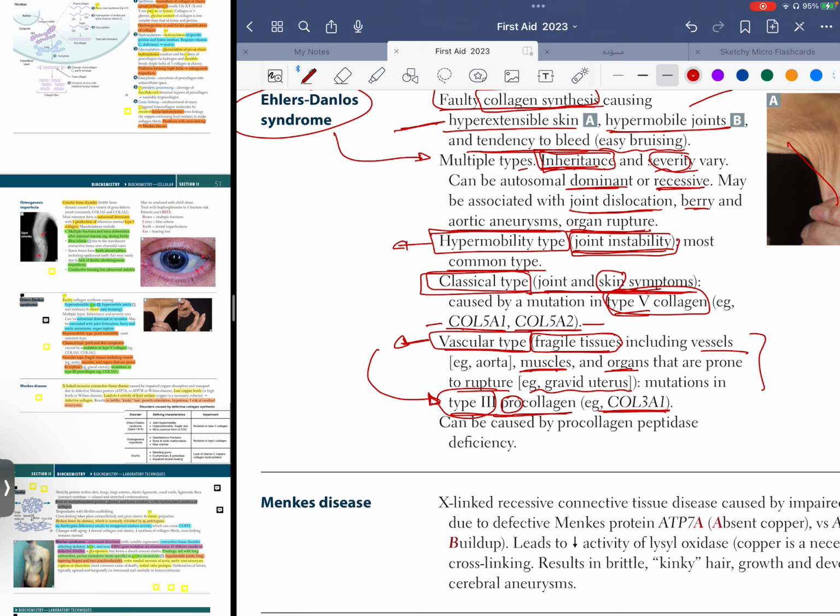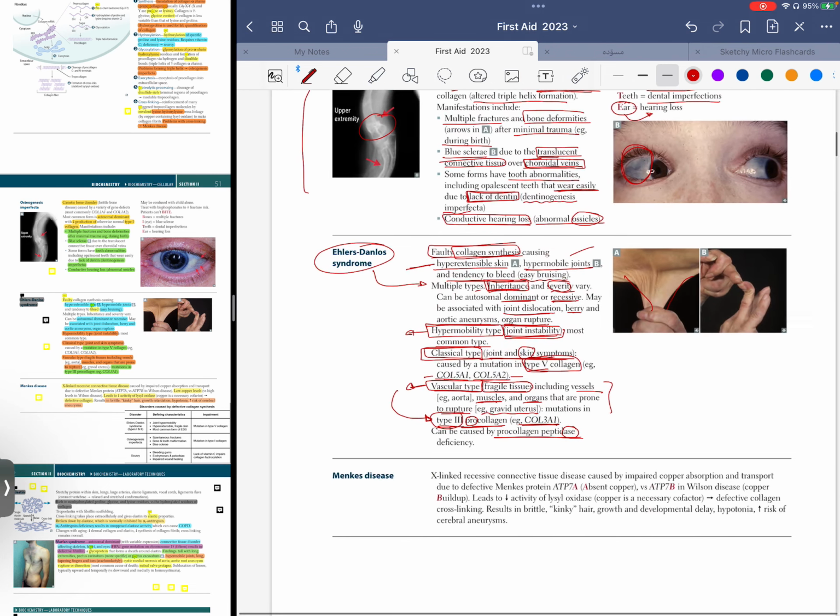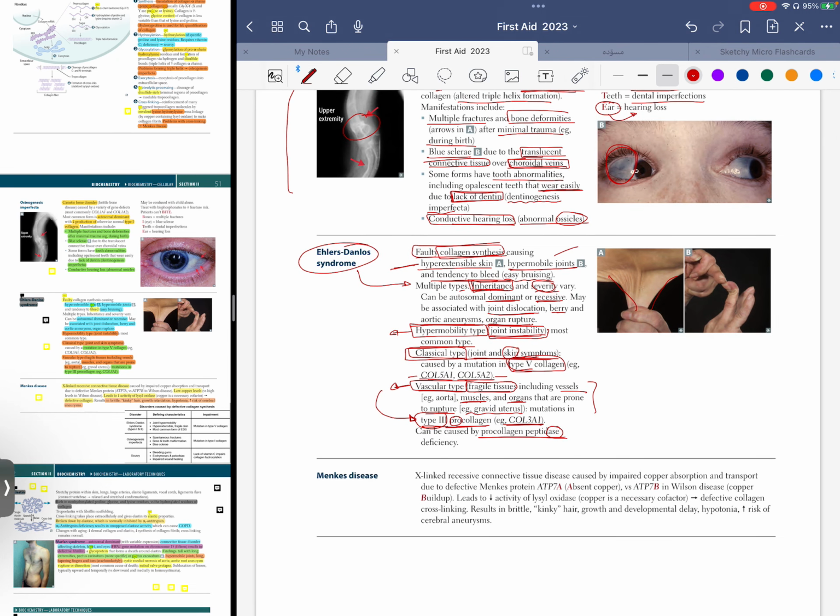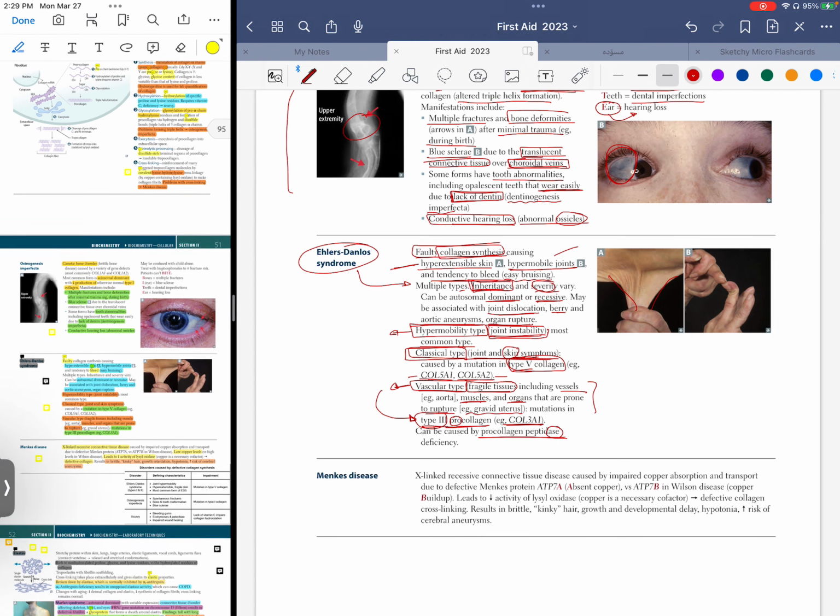It can be caused by procollagen peptidase deficiency. So that, of course, because we have ASE at the end, then it's an enzyme. So we may have a deficiency with the procollagen peptidase enzyme, leading to the Ehlers-Danlos syndrome. And there we go. Let's see what we have over here.